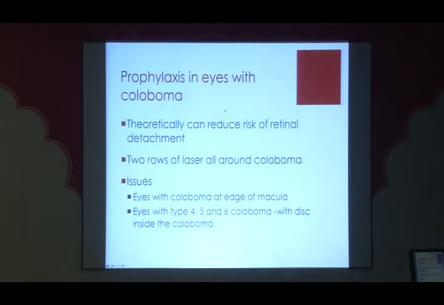If the disc is outside, like type 1, 2, and 3, pretty safe. You can just treat the coloboma margin without any risk involved. But in types 4, 5, and 6, I would be very cautious in treating prophylactically.